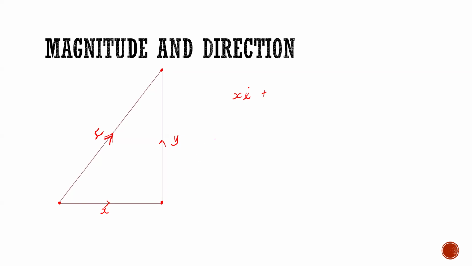So the length of that vector, the magnitude of the vector, which is denoted like this, is in fact, from Pythagoras' theorem, the square root of the sum of the squares of the other sides, x squared and y squared. And that's how we'll get the magnitude of a vector.